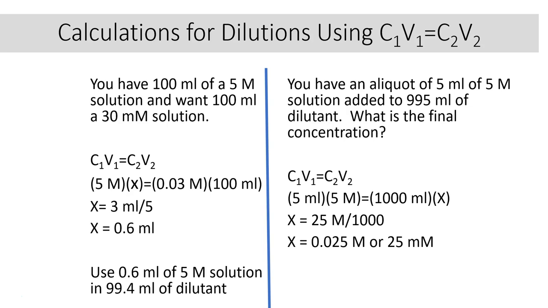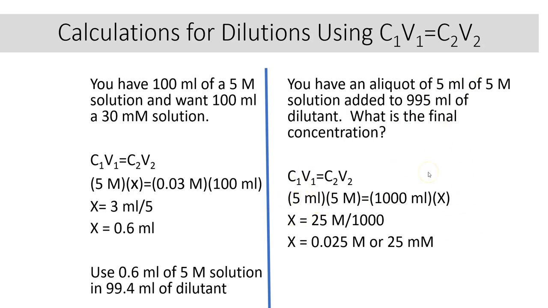Here's another example. In this case, I have an aliquot of 5 ml of 5 molar solution, and I've added that to 995 ml of a diluent, and I want to know my final concentration. So again, I would work out which one of these numbers belong where in my equation. My stock solution is 5 molar, so that goes for my C1. I know how much of this stock solution I added, which was 5 ml, so that goes for V1.